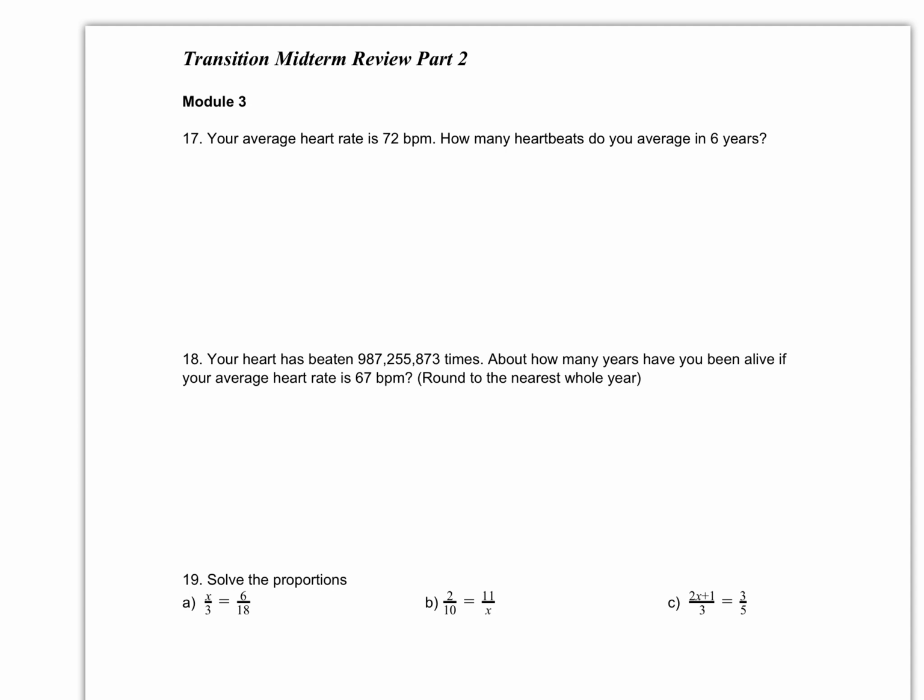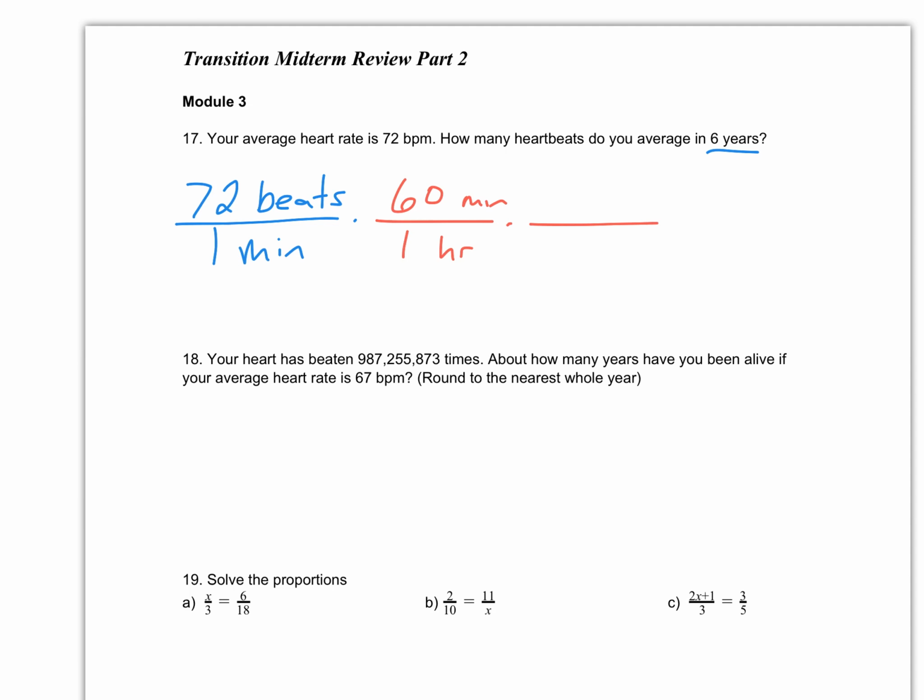And the most popular way to do this is to multiply through by conversion rates. So if I have 72 beats per 1 minute, I need to convert minutes to years. Then I can have beats per year, and then I'll multiply it by 6 to get my 6 years. So once I get minutes to years, I multiply that by 60 minutes in 1 hour, and then I'm going to go hours to days. 24 hours in 1 day.